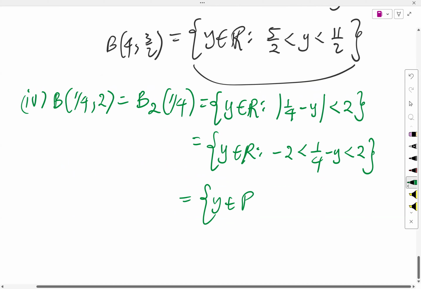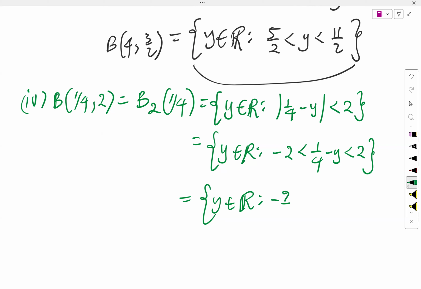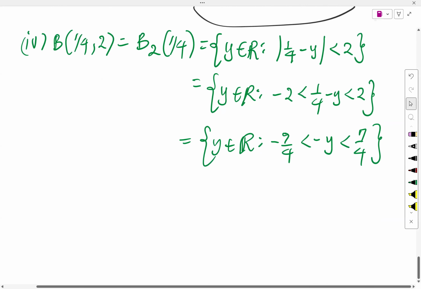So we have y in R such that minus 2 minus 1 over 4; minus 2 is the same thing as minus 8 over 4. So we have minus 8 over 4 minus 1 over 4, that's minus 9 over 4. And then that is less than minus y, and that is less than 8 over 4 minus 1 over 4, that is 7 over 4. So we can multiply through by minus 1.